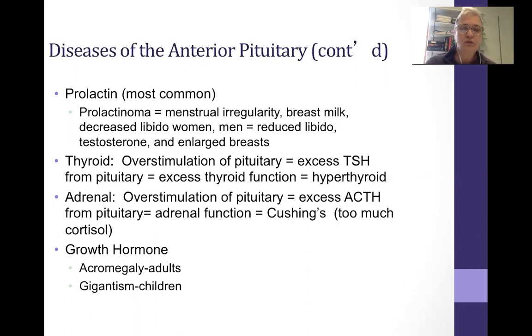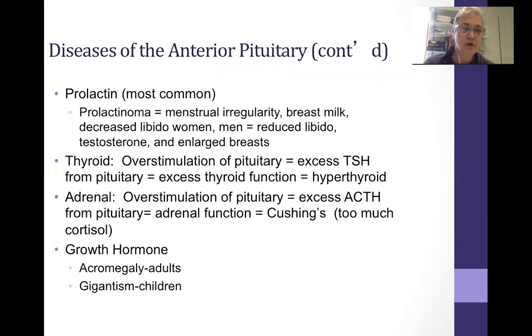Same with the adrenal glands. Overstimulation will cause ACTH to be in excess, and it's too much cortisol, and you have a syndrome called Cushing syndrome that we'll talk about a little bit later. But I'll do that today in class.